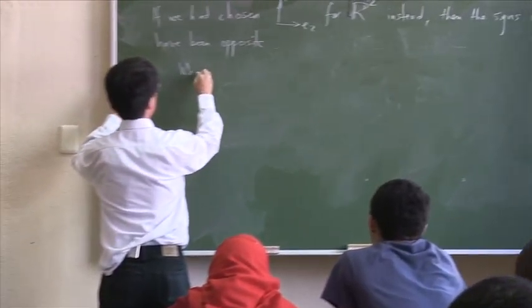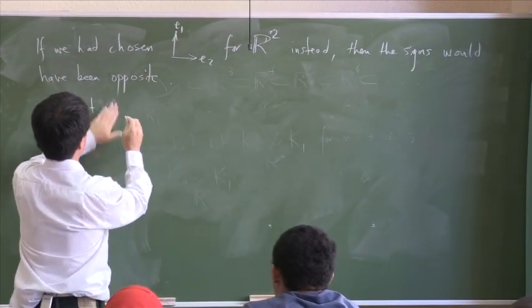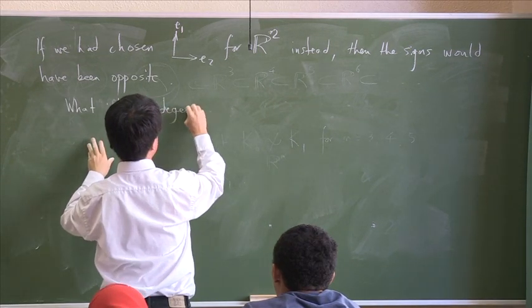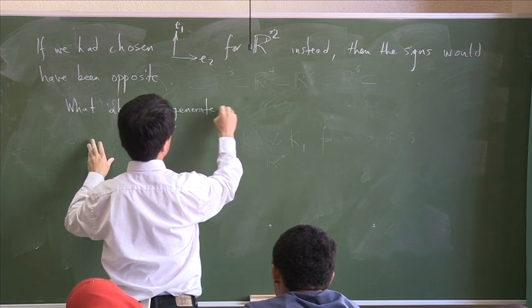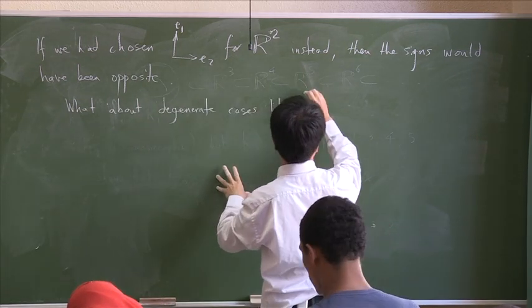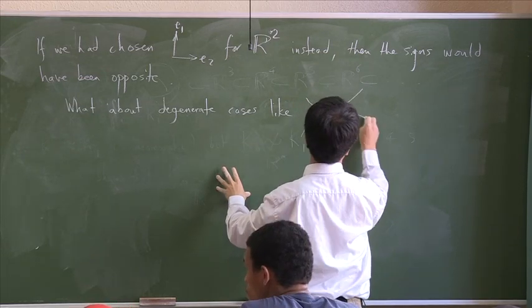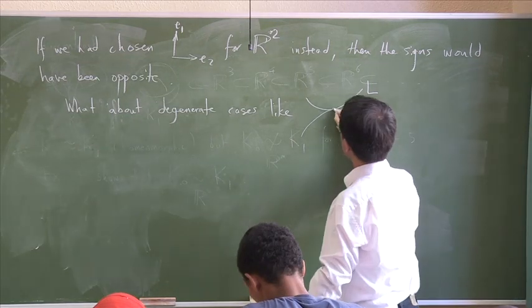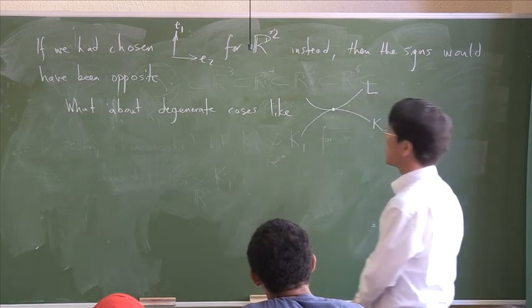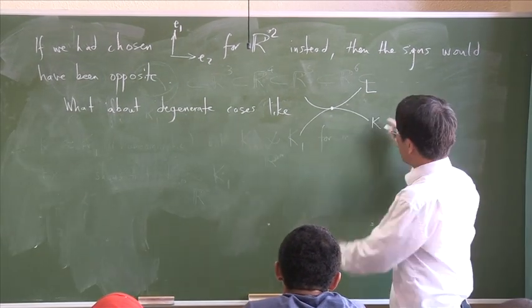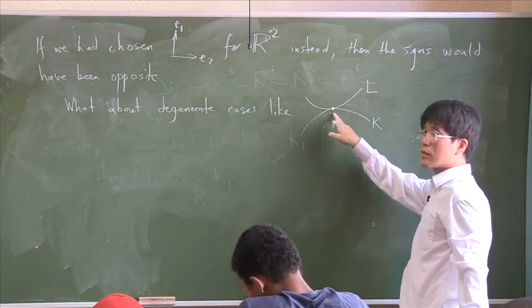What about the case of degenerate cases like this? Let's say that K is like this and L is like this. And they are like that. K and L. And if you put, say, an arrow here, do you think this is positive or negative?